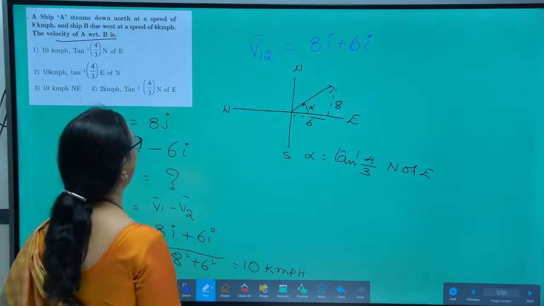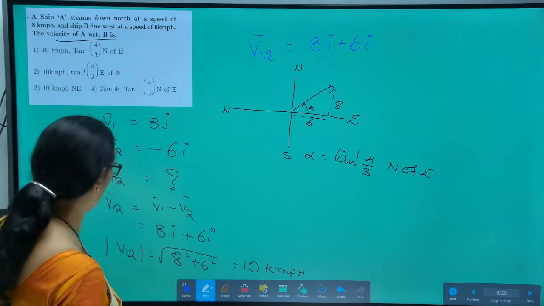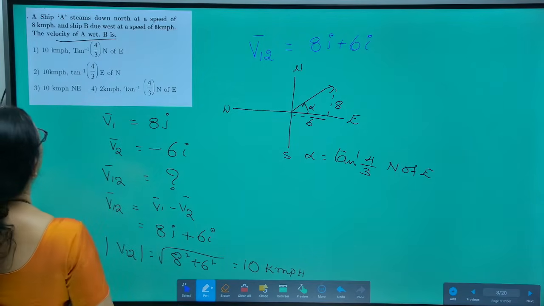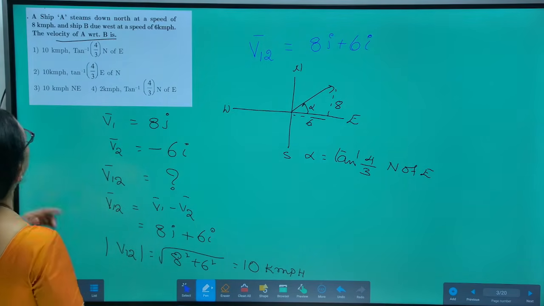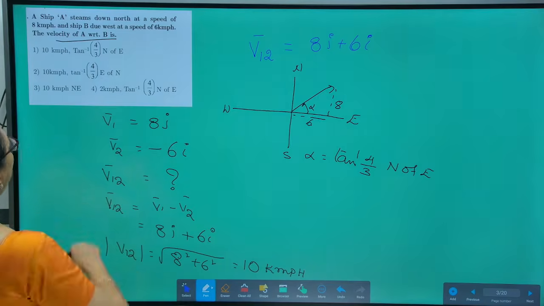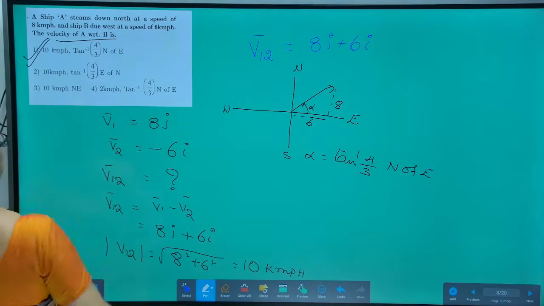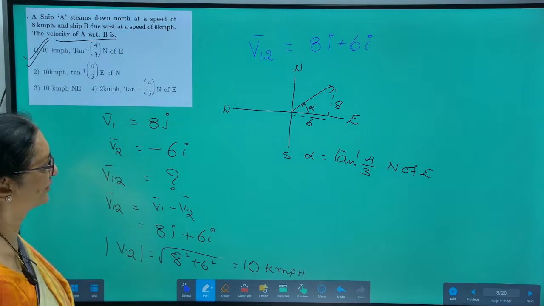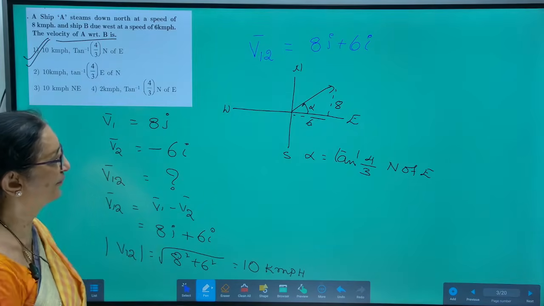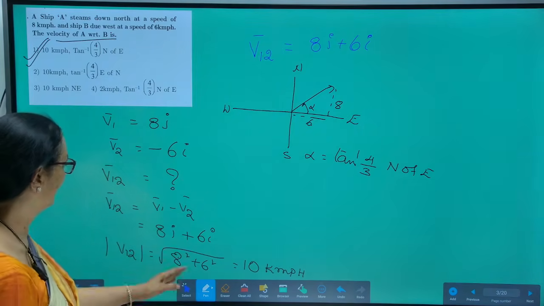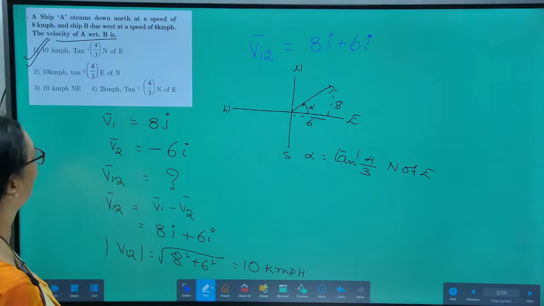So, let us check whether that option is there or not. Magnitude is 10 kmph, tan inverse 4 by 3 north of east. So, the first option is true: tan inverse 4 by 3 north of east with a magnitude of 10 kmph.